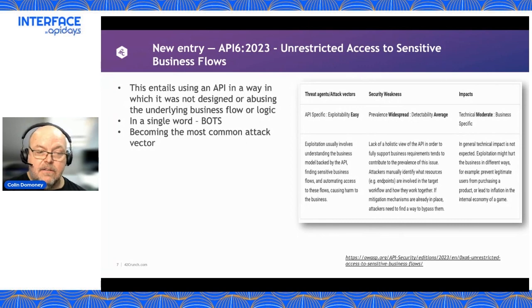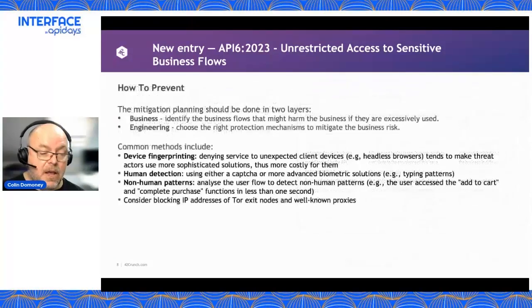And this means that this is a category that is incredibly hard to protect against in a reliable way, because if you become too trigger happy on protecting against this, you actually break the normal flow. So you're going to impact your end users. Right, so this is a hard one to solve in a good way.